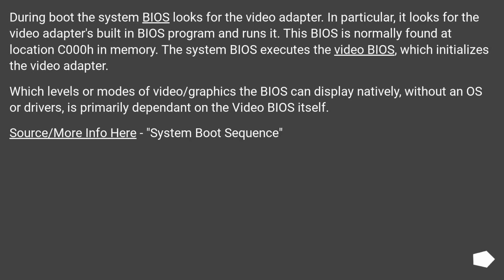During boot, the system BIOS looks for the video adapter. In particular, it looks for the video adapter's built-in BIOS program and runs it. This BIOS is normally found at location C000h in memory. The system BIOS executes the video BIOS, which initializes the video adapter. Which levels or modes of video/graphics the BIOS can display natively, without an OS or drivers, is primarily dependent on the video BIOS itself. Source and more info here, system boot sequence.